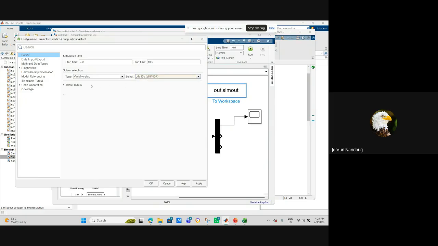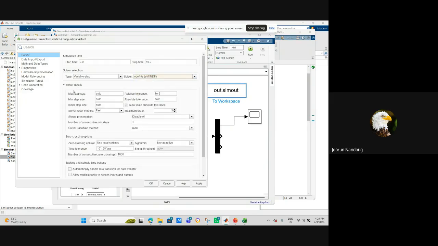So you choose that. And then after that, you can change the relative tolerance, make it more accurate. So make this one smaller. I think normally my standard one is 10 to the power minus 6. Then the other thing you need to change is the algorithm. Change it from non-additive to additive. Okay, so that's for this.